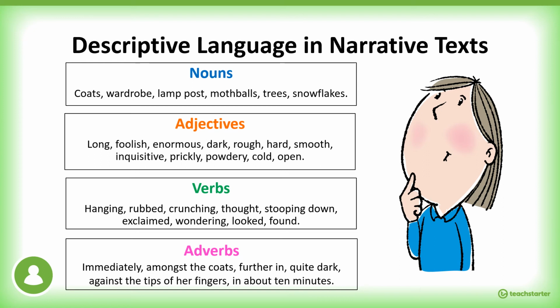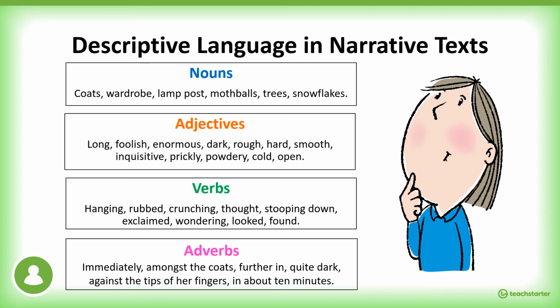Here are a few examples that you would have heard whilst I was reading. So some nouns were coats, wardrobe, lampposts, mothballs, trees, snowflakes. Some adjectives: long, foolish, enormous, dark, rough, hard, smooth, inquisitive, prickly, powdery, cold, open. And remember, our adjectives, they were describing some of our nouns.